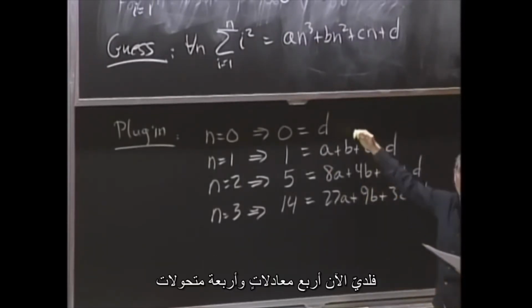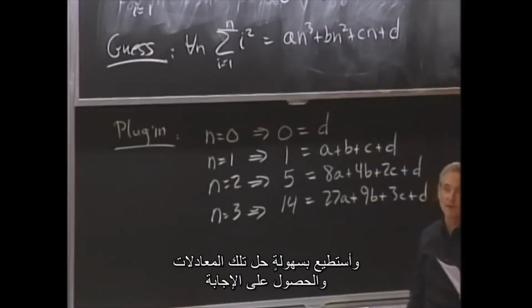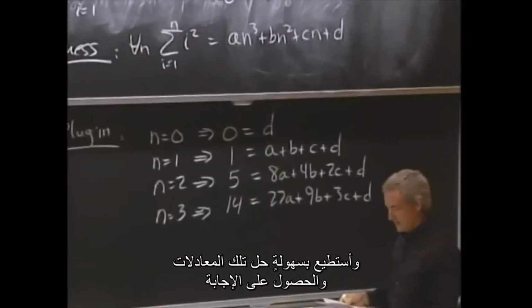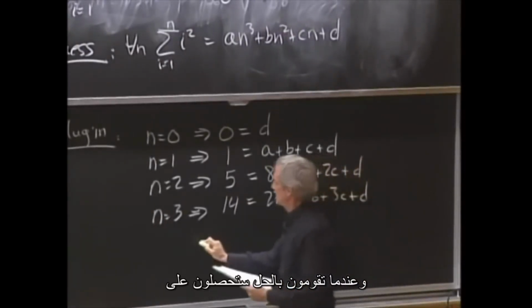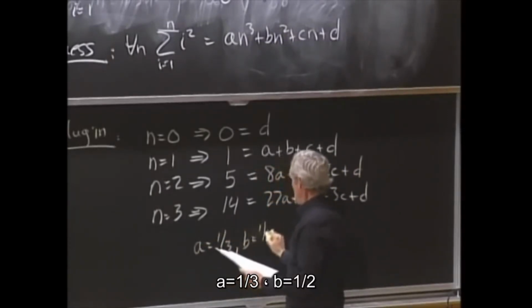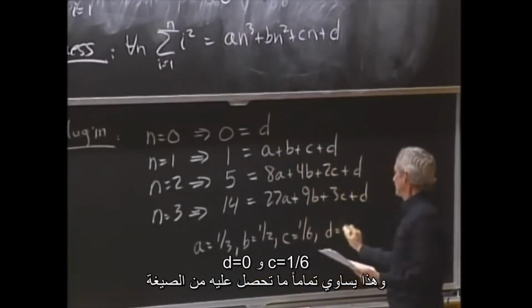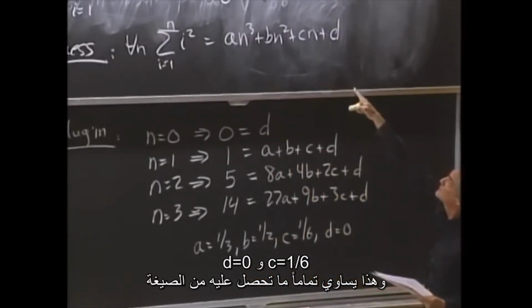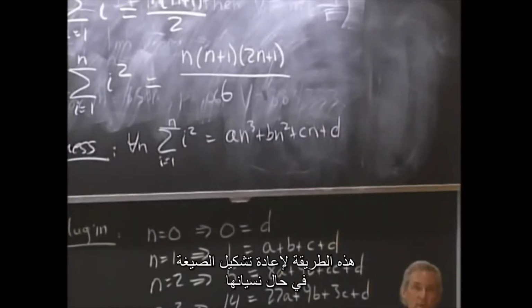So now I got 4 equations and 4 variables, and with any luck, I can solve that system of equations and get the answer. And in fact, you can. When you solve this system, you get a equals 1/3, b equals 1/2, c equals 1/6, and d equals 0. And that's exactly what you get in that formula. So that's a way to reproduce the formula if you forgot it.